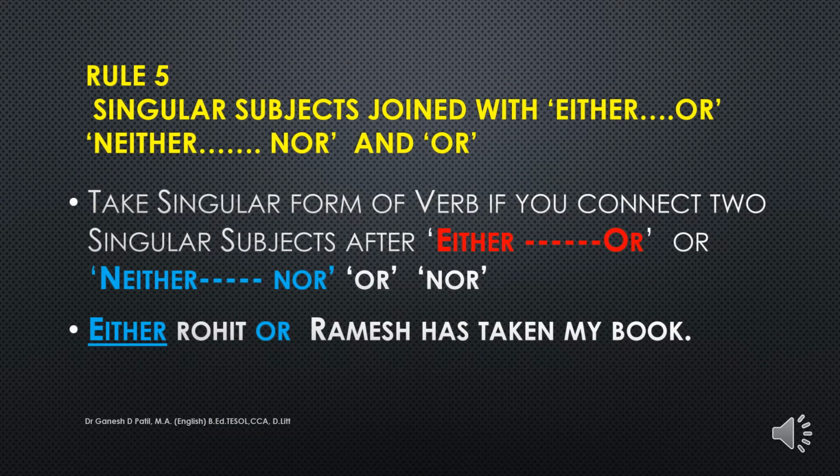Rule number 5. Singular subjects joined with either or, neither nor, and or always take the singular form of the verb. For example, either Rohit or Ramesh has taken my book. Rohit and Ramesh, these are two singular subjects which are connected with either or. This kind of subjects, singular subjects connected with or, either or, always take the singular form of the verb.